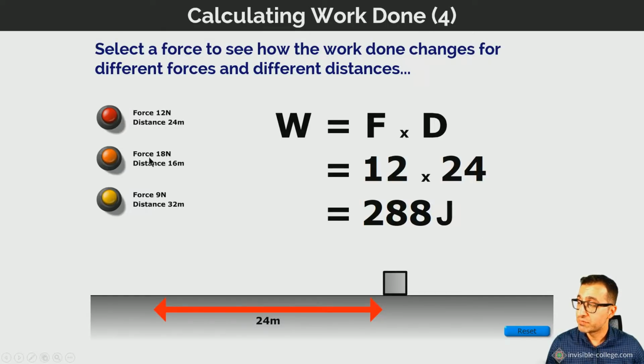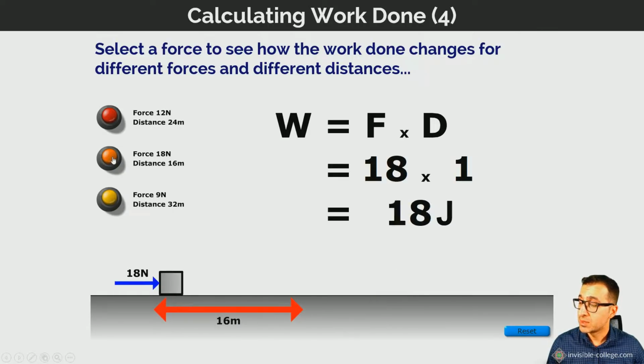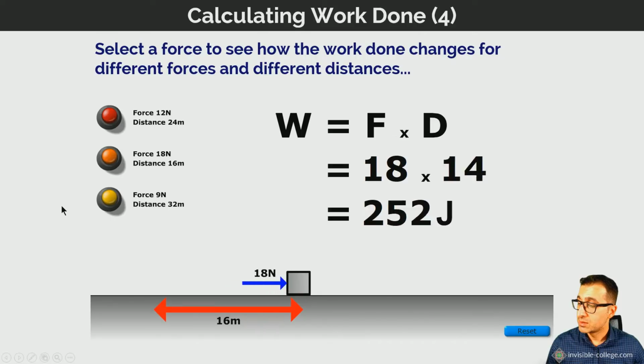Now if we increase the force and slightly increase or decrease the distance here, we use a larger force of 18 newtons and a smaller distance of 16 meters, we can see that we get the same amount of work done. If again we reduce the force and we increase the distance from the original value of 24 meters to 32 meters while decreasing the force from 12 newtons to 9 newtons.